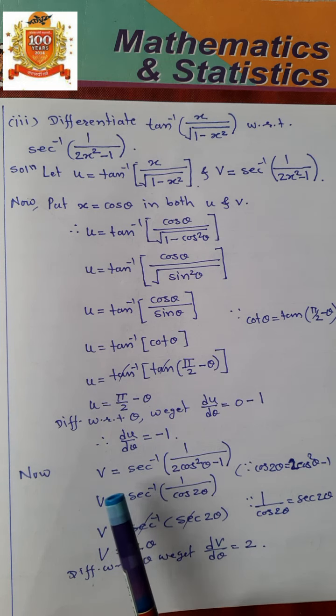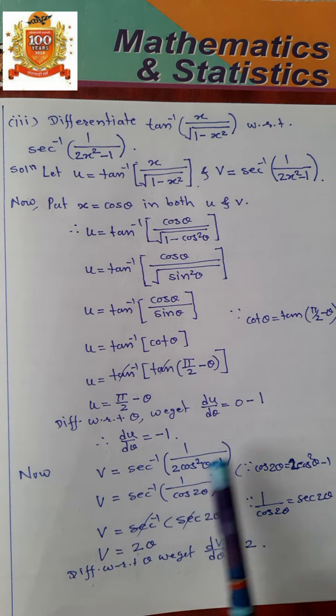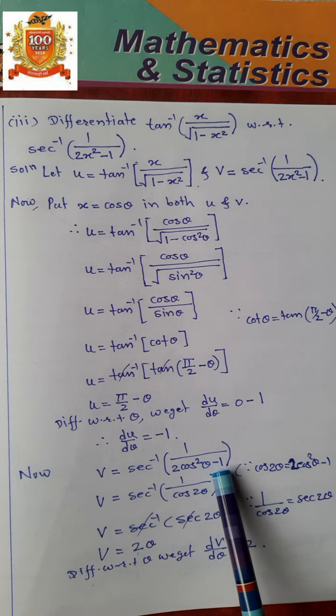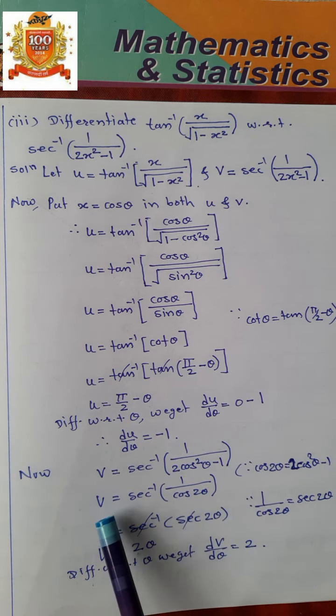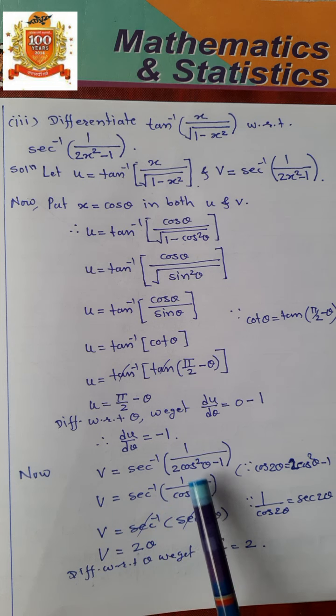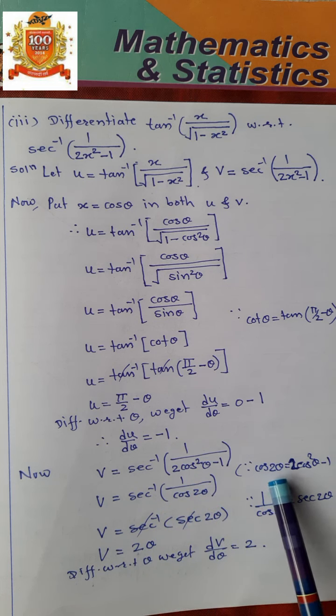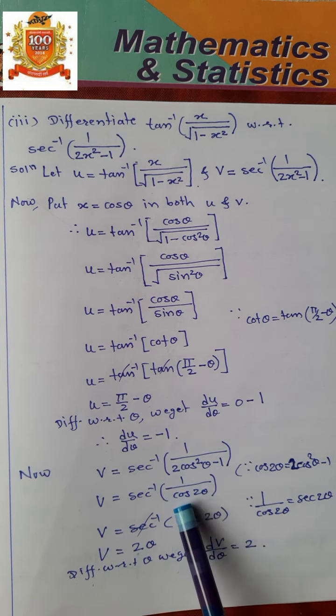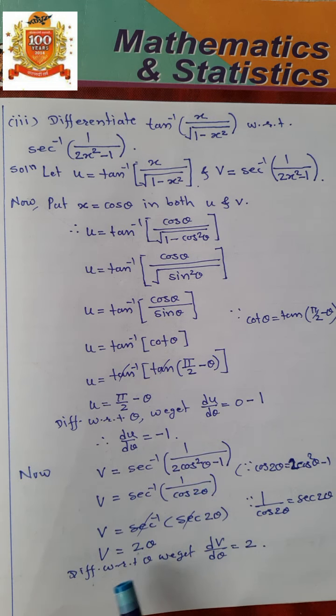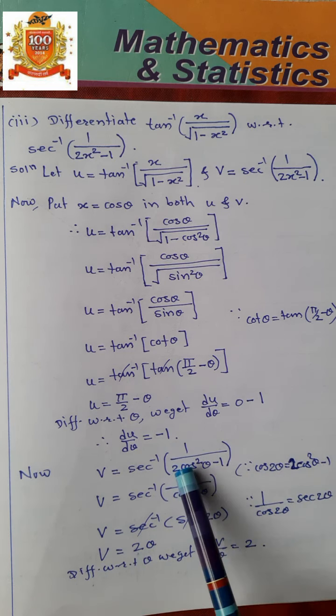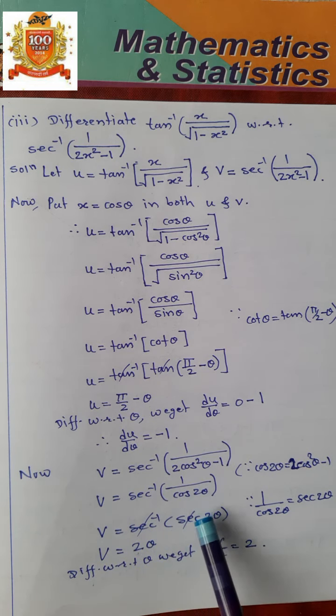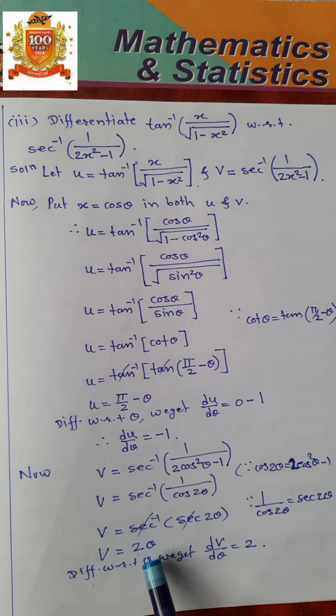Now consider v. V is equal to sec inverse of 1 upon 2 cos square theta minus 1. Therefore, v is equal to sec inverse of 1 upon cos 2 theta. Why? Because we know the formula cos 2 theta is equal to 2 cos square theta minus 1. Therefore, v is equal to sec inverse of sec 2 theta. Why? Because 1 upon cos 2 theta is equal to sec 2 theta. Sec inverse and sec cancel. We have v is equal to 2 theta only.